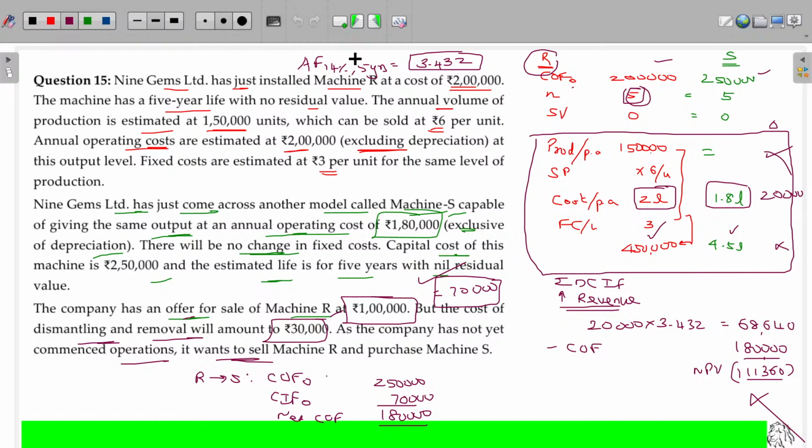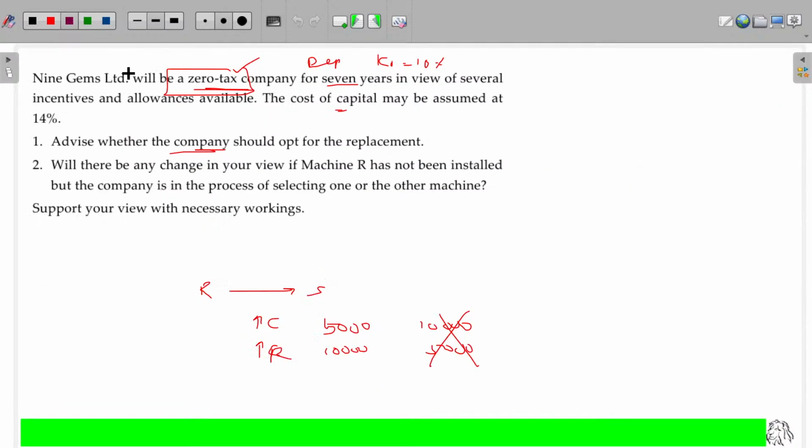See here, second question. Will there be any change in your view if machine R has not been installed, but the company is in the process of selecting one or the other machine? Then it becomes mutually exclusive. You have not installed; you go for verification. There are two machines, R and S. I am asked to consider between these two which is the better. Then mutually exclusive. Okay, so we'll go for that.